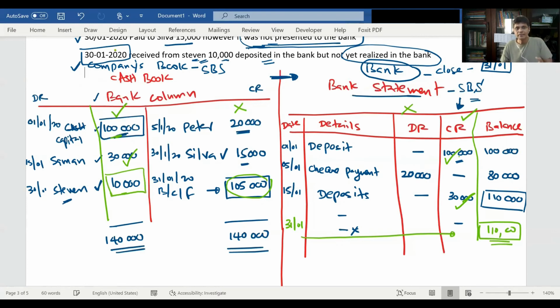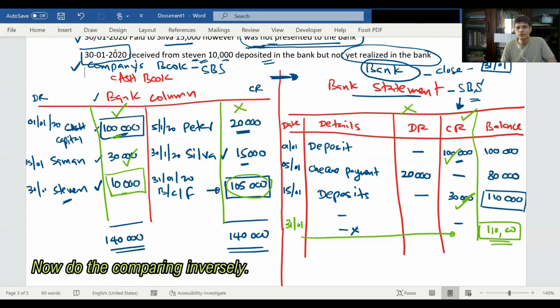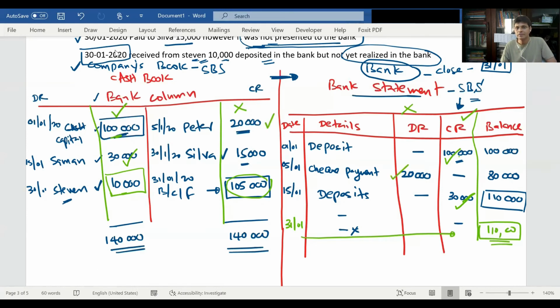Now the debit side we compared with the credit side. Now you compare the credit side of the cash book with the debit side of the bank statement. The first one, we issued a check to Peter, 15,000. Has it been presented? Presented means debited. We issued a check for 15,000. Has it been presented? No. So the second difference.